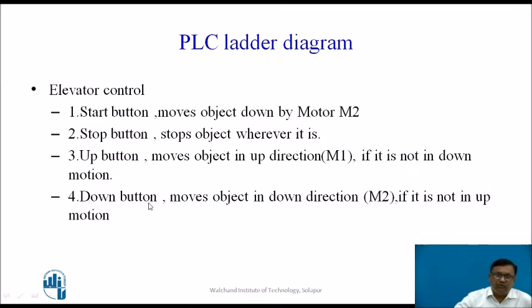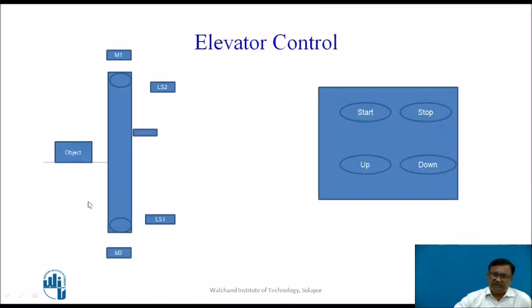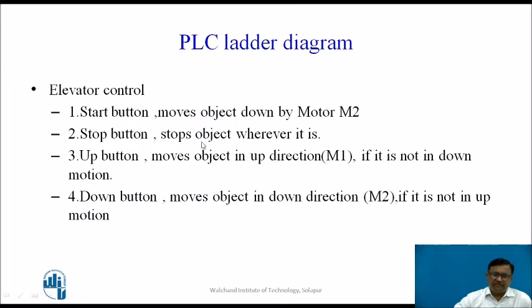And the last is the down button, which moves the object in the down direction by motor M2 if it is not in up motion. That means if it is already in up motion, pushing the down button will have no effect. But if the object was already standstill and you push the down button, then the object will move downwards. So these are the rules and scenario specified for this elevator control system.